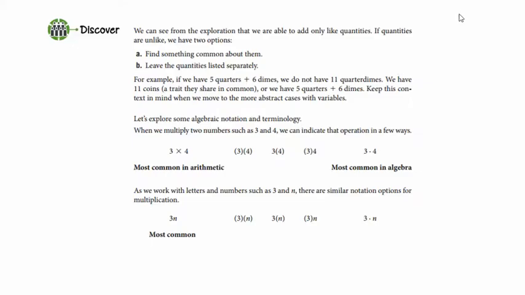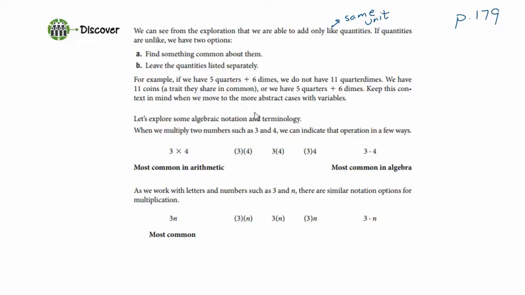Alright, so here we're still on page 179. We could see from the exploration that we're able to add only like quantities. If quantities are unlike, we have 2 options. So when we say like, we mean in the case that we were looking at, they have the same unit. We could find something common about them, like the minutes and hours. They have something in common. We could change hours to minutes and vice versa. Or we could just leave the quantities listed separately.